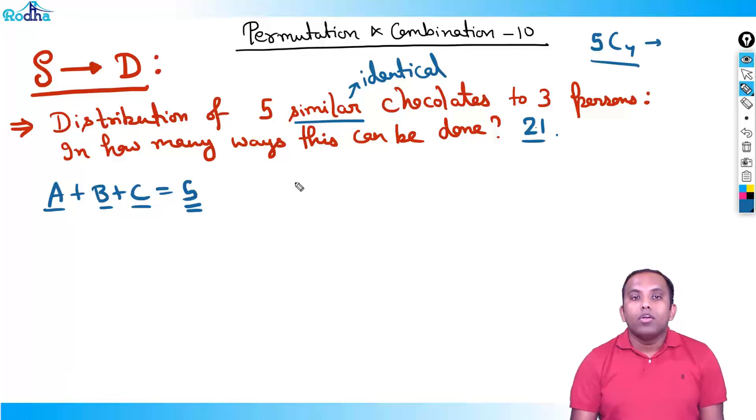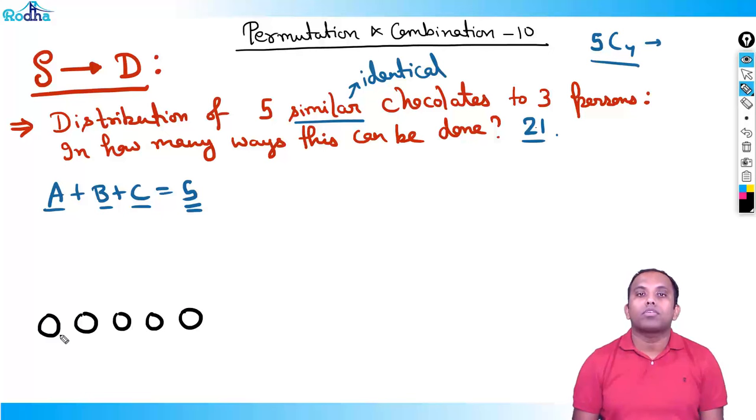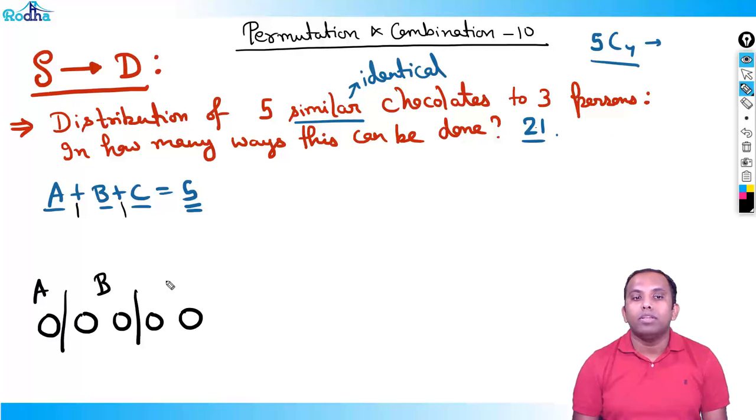Now, for these 5 chocolates, think like this. You make 5 circles here, 5 chocolates: 1, 2, 3, 4 and 5. Now, for 2 plus signs, you make 2 partitions. For 2 plus signs, listen carefully, very carefully, very key concept. For 2 plus signs, you make 2 partitions, 1 here and 1 here, let's say. This part goes to A, this part goes to B, this part goes to C.